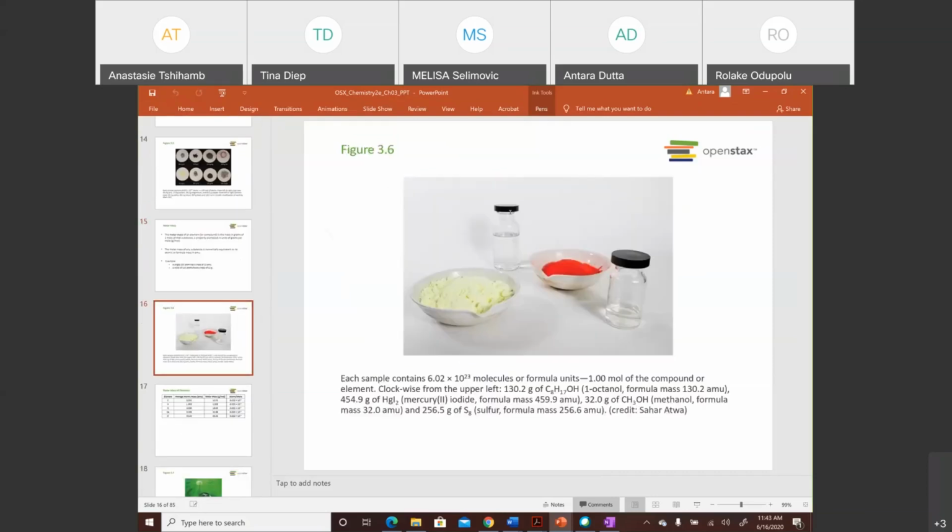So here again they are showing 1 mole of a compound or element. So you see 130.2 grams of this compound, octanol, and then you see mercury 2 iodide, 454.9 grams. And then also you see 32.2 grams of methanol. Okay, they are all 1 mole. So whether it is a compound or an element, they all should have the same number of particles. In case of a compound, we count the molecules. In case of an element, we count the atoms. But the number is the same, that is defined by 1 mole. Clear?